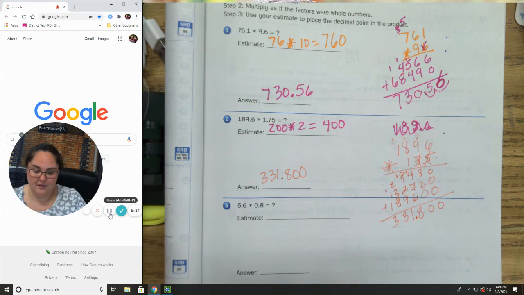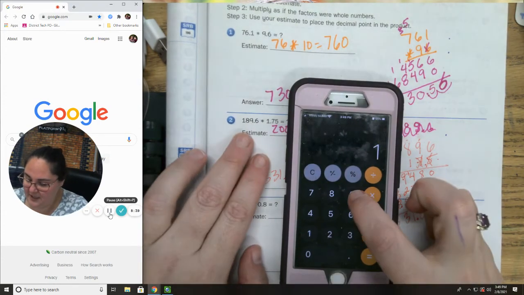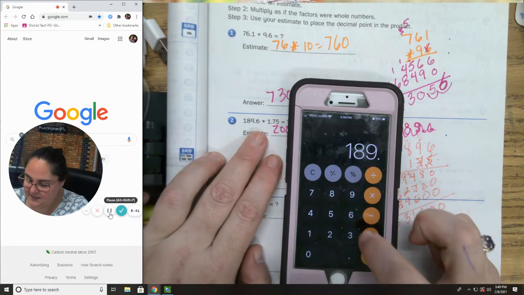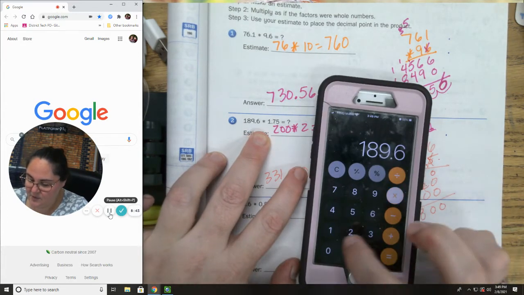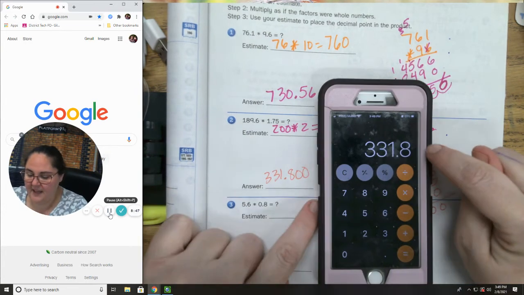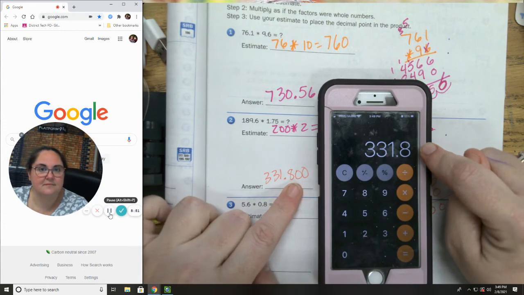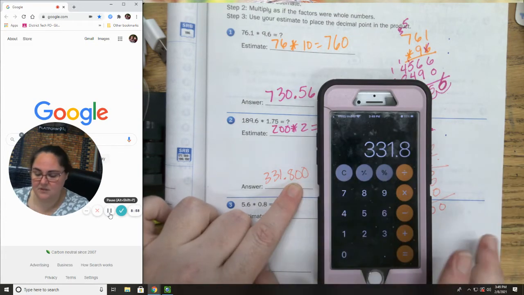Now, the reason why I said don't use a calculator yet is because of this, and I will show you. I'm going to clear this out, and I want to show you. If I type in 189.6 times 1.75, what do you notice about that answer and the answer we got? What do you notice? Well, it's missing some zeros.